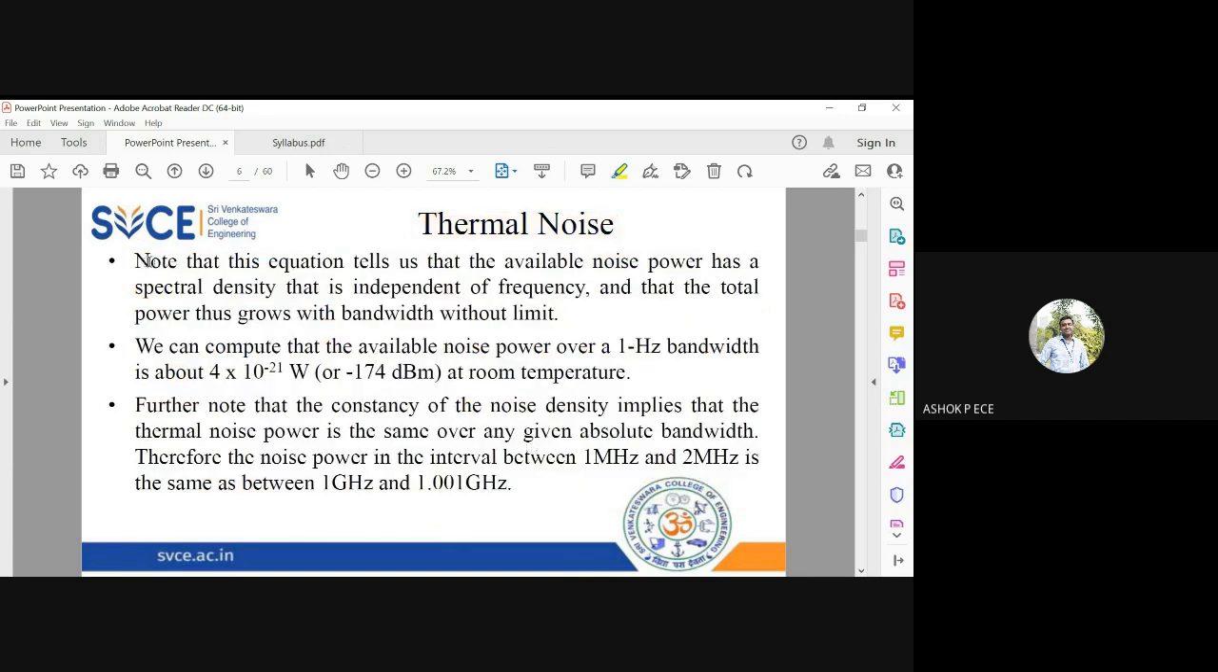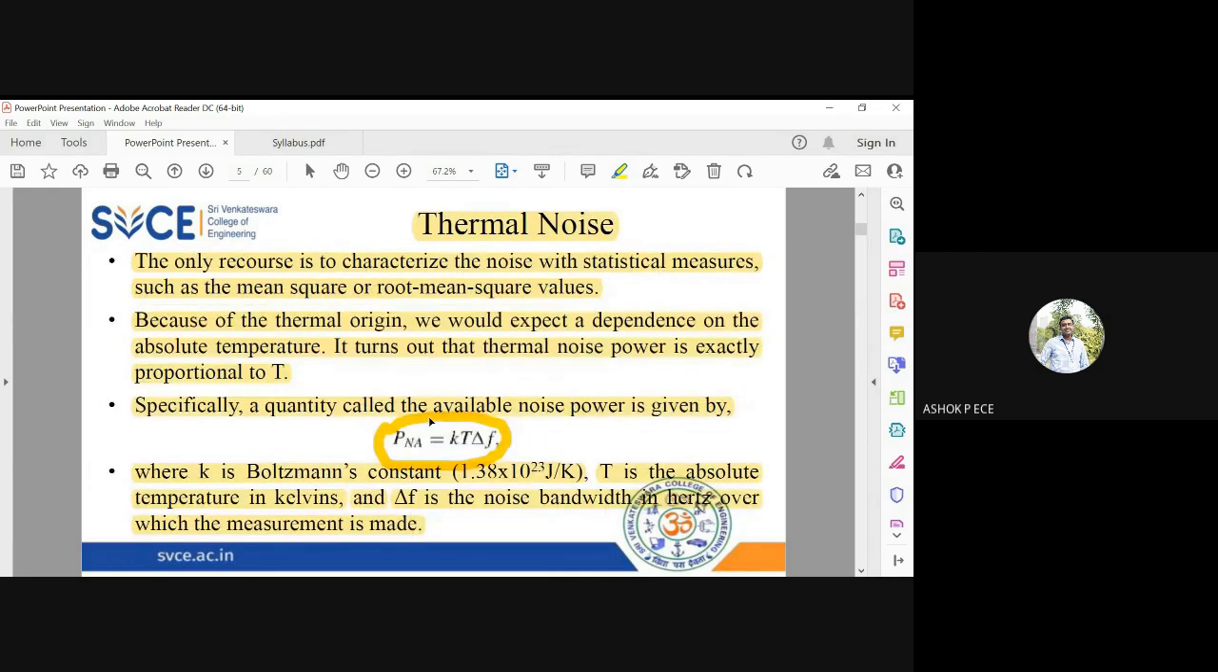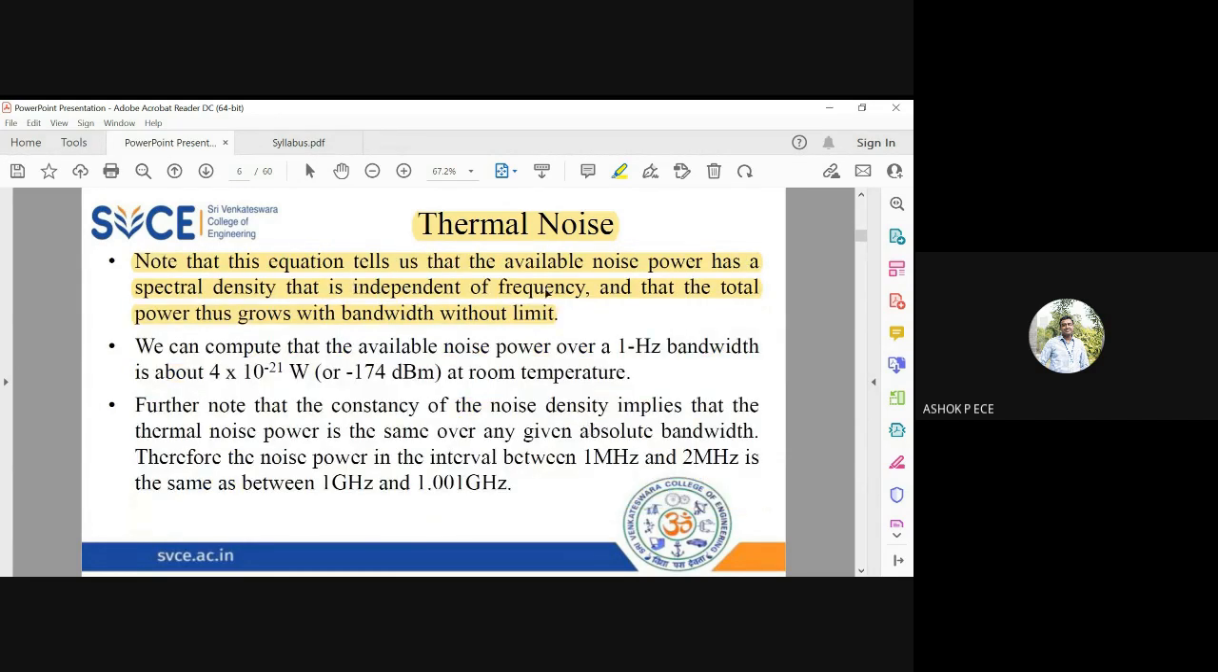This equation tells us that the available noise power has a spectral density which is independent of frequency. You can see in the previous equation, there is no term involving F. Bandwidth is a constant value. It does not depend on F. So it does not have any term depending on frequency. So we can say this noise power is independent of frequency. Or I can say this noise affects all the frequencies uniformly. It does not show any partiality.